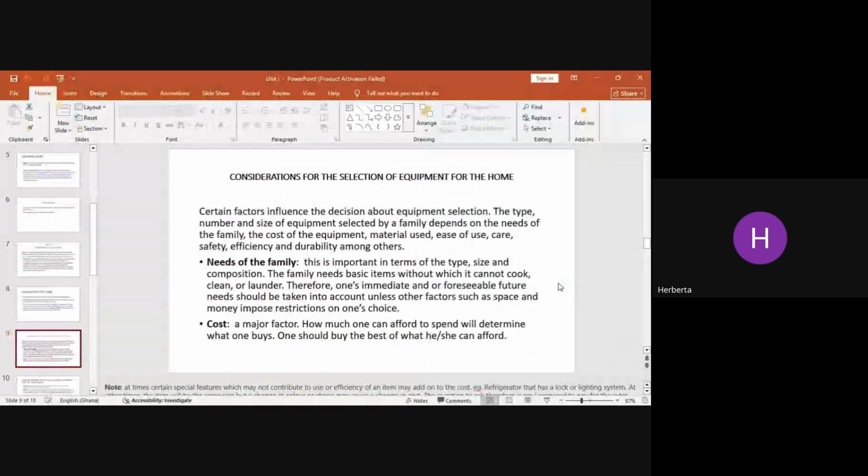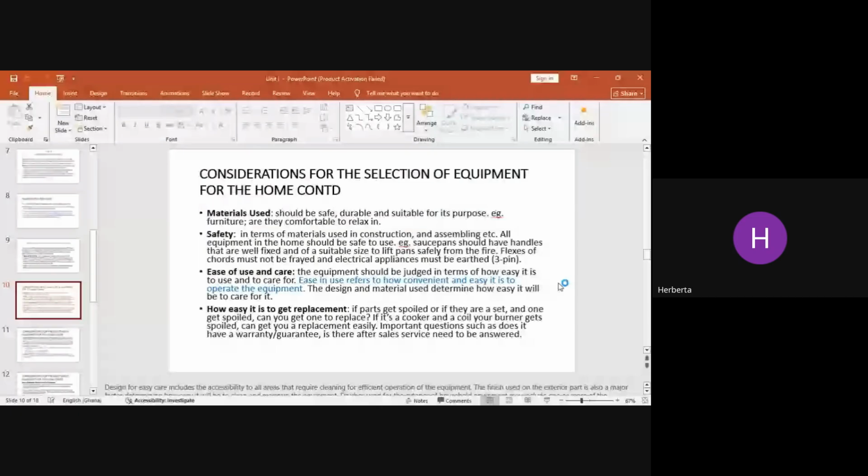After picking the item, you also think about the cost, the affordability, how much you can part with to get that item. Then the material used. We have some materials that are durable, others are not. Some are easy to care for and maintain. So you look at the material used in the makeup of the item, the safety, how easily it can be assembled or disassembled.